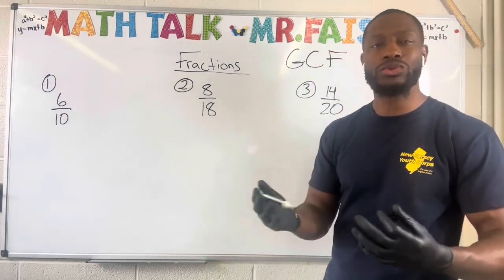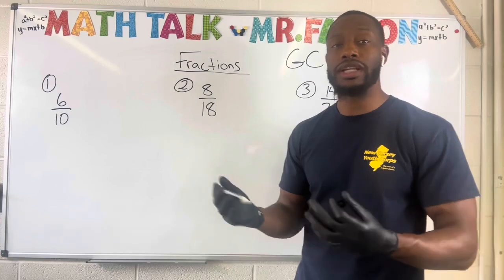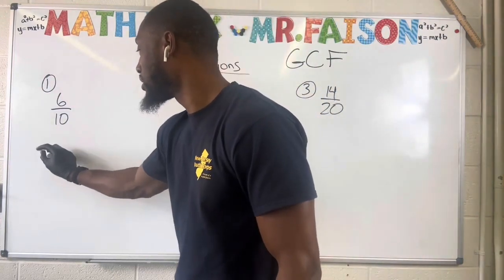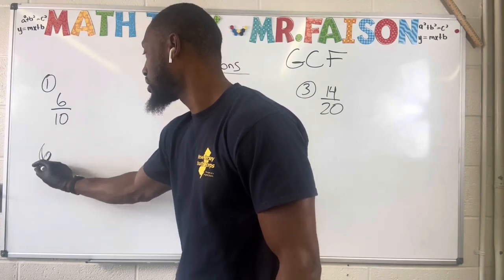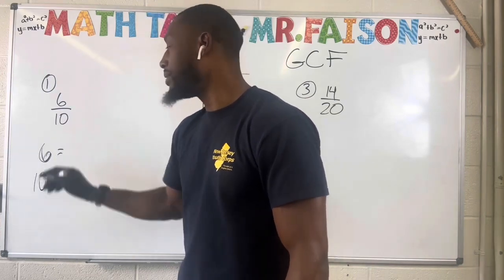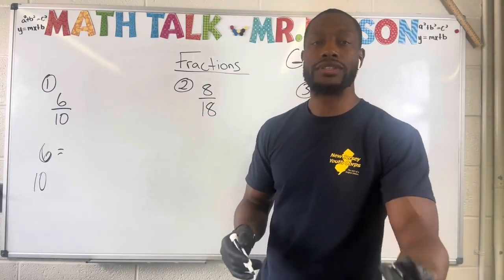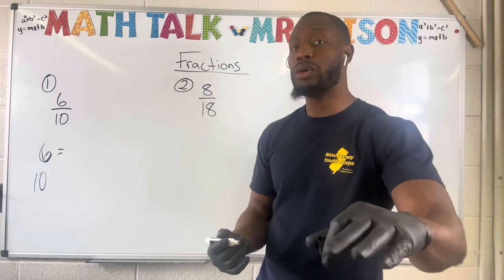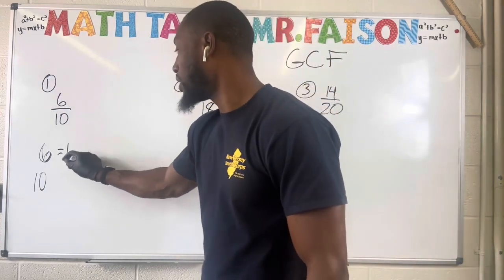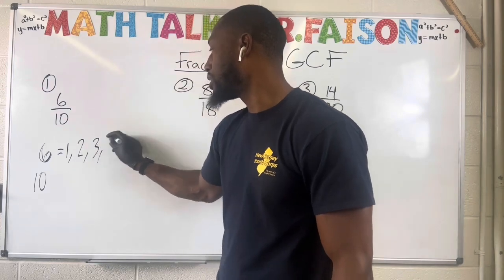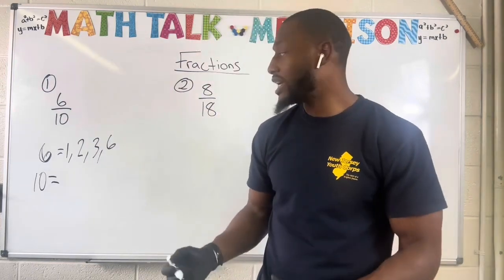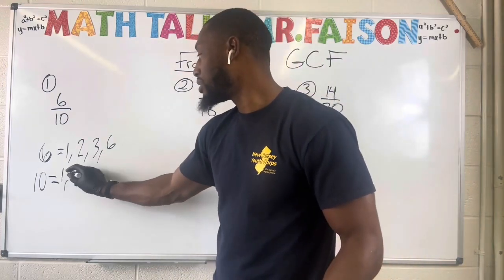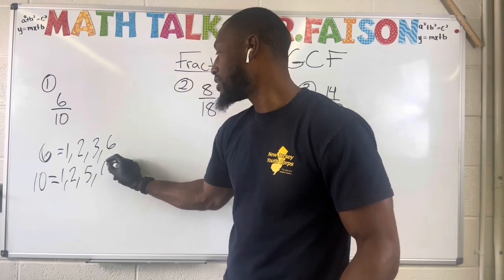The question is, how do we use GCF? What we have to understand is the greatest common factor. What I would do here is take the 6 and the 10, and I'm gonna ask y'all, what are the factors of 6? When I say factors, that means what numbers can I multiply to get 6? Those are 1, 2, 3, and 6. And next, what numbers can I multiply to get 10? That's gonna be 1, 2, 5, and 10.